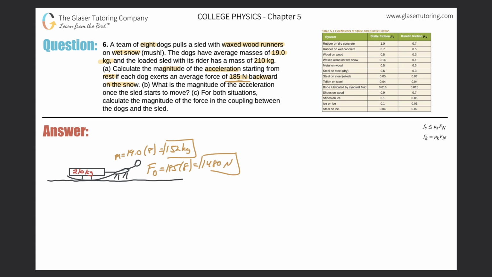So it says, calculate the magnitude of the acceleration starting from rest. Now, in my opinion, it's a little deceiving what letter A is asking. Let me state it a little differently. I believe they're trying to get at calculate the magnitude of the acceleration just at the start, meaning as soon as it just starts moving. What's the acceleration just at the point of motion? And no further than that.